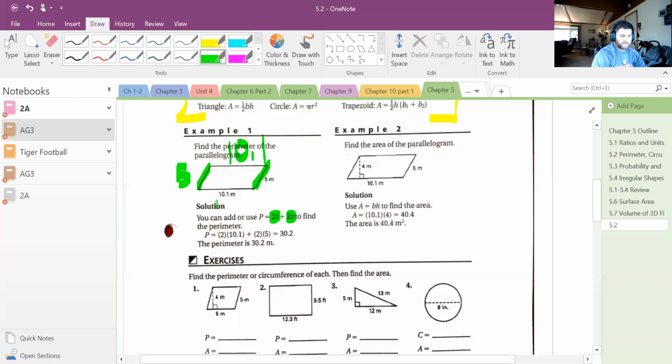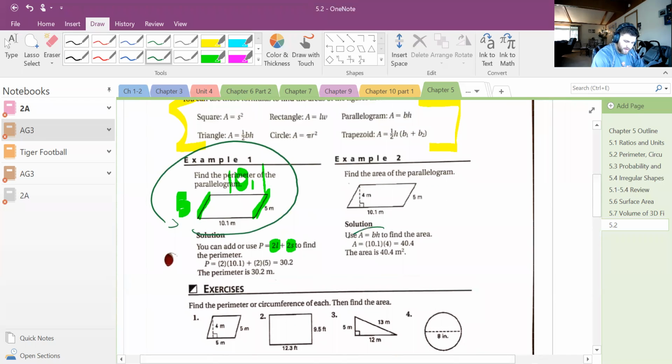The length they're saying is 10.1, and there's 2 of them, plus the 2 sides, which is 5. Or you can just add them all up. Doesn't matter to me. Probably just starting out, if I were you guys, I would just start adding them all up. Add up all 4 sides, that's perimeter. Pretty simple.